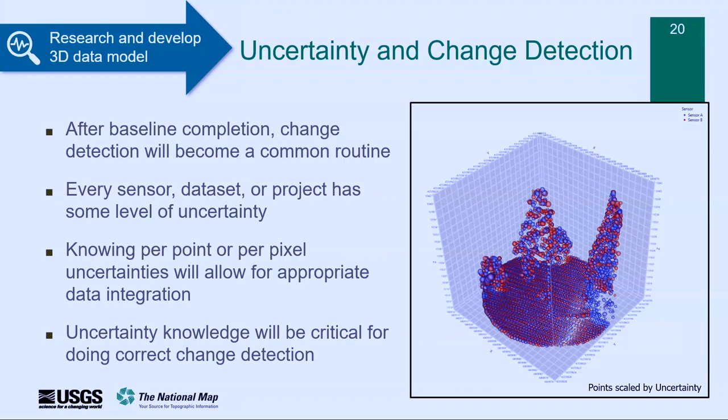And the last thing I wanted to mention on the research and development is something that I've been really interested in for a while. After we have this once-over baseline collection, change detection is going to become critical for us. And in order to do change detection correctly, you really need to know the uncertainty of both your pre and post event data sets.